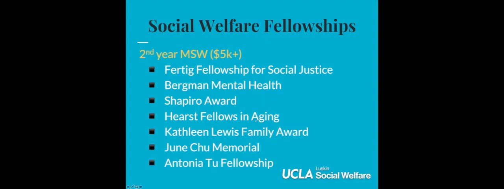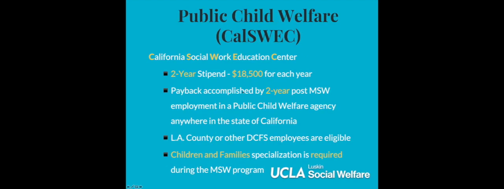Don't worry too much about the names of these, but in your second year, there are various fellowships available as well, usually ranging from $5,000 and up. We do have a pretty invested group of donors, so there definitely is funding available during your second year through various fellowship awards, and there are TA-ships and GSR, graduate student research assistant positions available as well. Okay, very quickly, we'll go through some of our stipend programs.